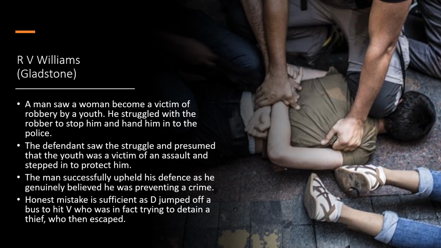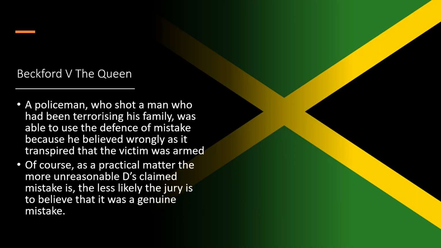So a good case example is Williams, or Gladstone Williams, in which a man saw a woman become a victim of a robbery by a youth. Now, he struggled with the robber to stop him and hand him to the police. Now, the defendant saw the struggle and presumed that the youth, who was the robber, was the victim of an assault by an older gentleman, and he stepped in to protect him. Now, the man successfully upheld his defence as he genuinely believed he was preventing a crime. Now, there was an honest mistake here, and it's sufficient, as the defendant jumped off a bus to hit the victim, who was in fact trying to detain the thief. So there was an honestly held belief, so this element would be satisfied.